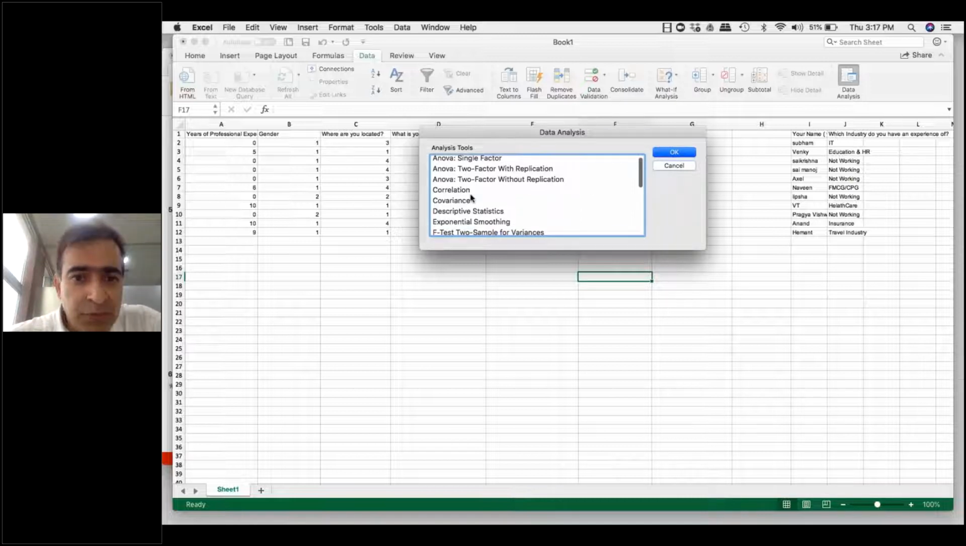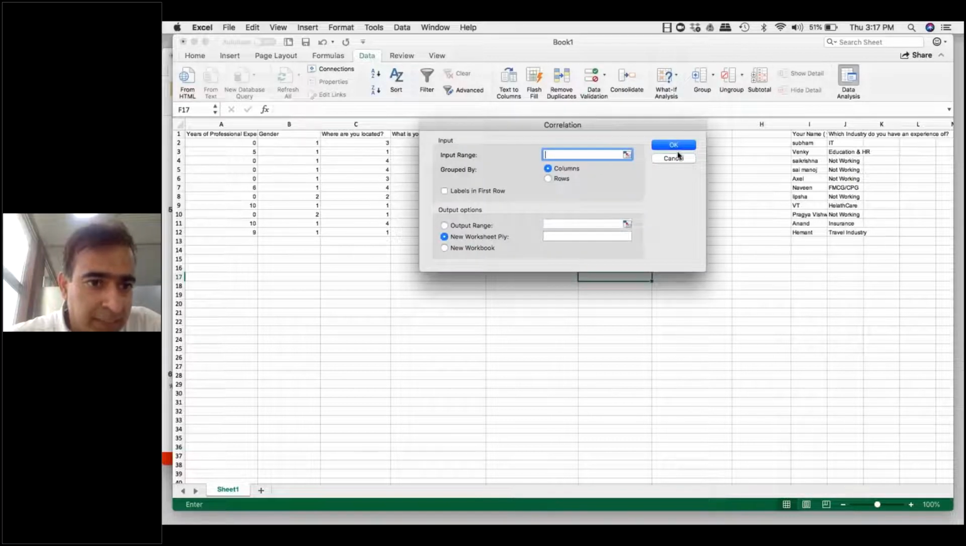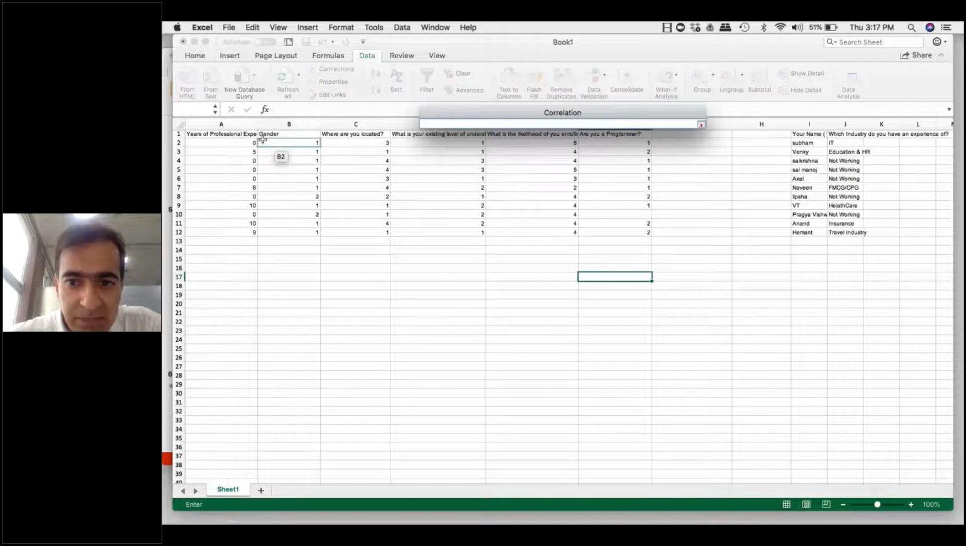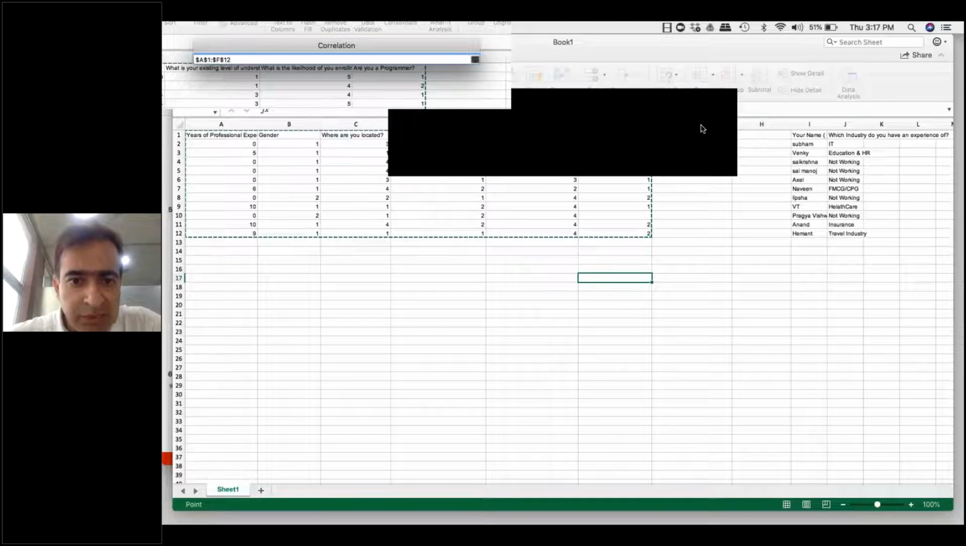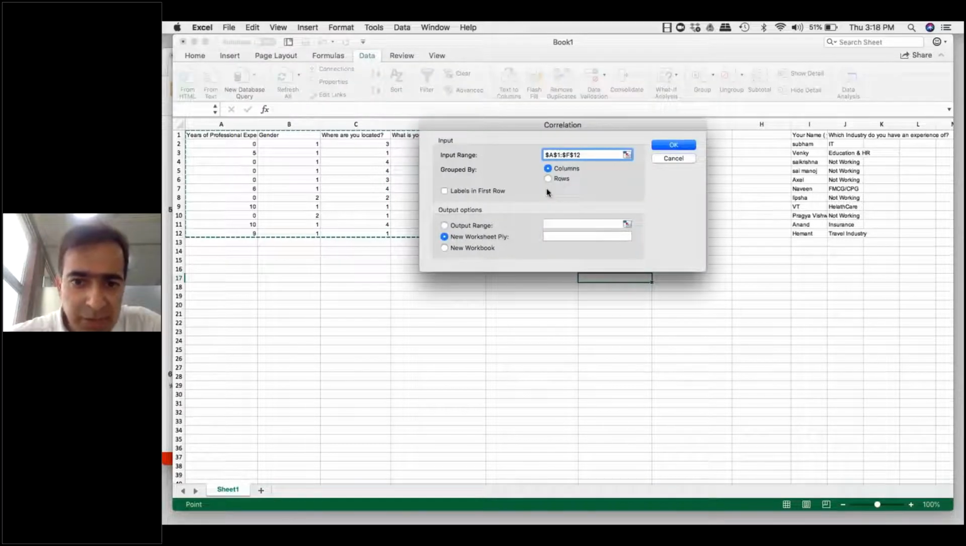Now, here I am, I'm using the correlation right now. So I'll press on correlation. It's asking me to select the input range. So I will take the input range as A1 to F12. Okay, the first row is the label, and where should the output be displayed? I would just display it over here. Fine. So here is the value in front of us.